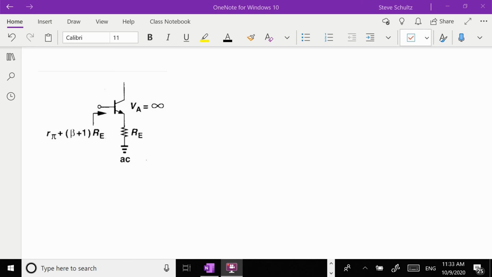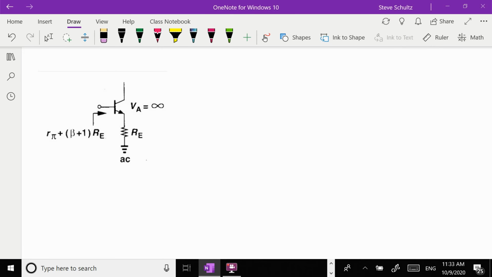So we want to derive the Thevenin input for this BJT transistor with the emitter degeneration. So here is our basic circuit. Let's go ahead and just leave a resistor up there. That's the RC. Here is our BJT, and here is our emitter resistor. And you see we're trying to find the Thevenin resistance seen looking into the base.